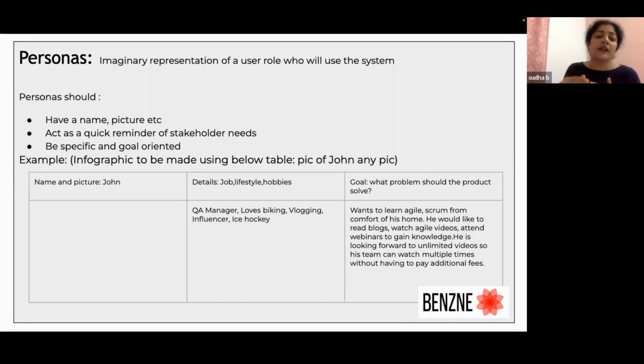So it goes beyond a name and a picture. We would want to add details like, what is his job? Okay, he's computer savvy. He's an IT guy. He's a QA. So he knows about the system. So he would want a system which functions this way. That's how the thought processes get triggered when you write these kinds of details.